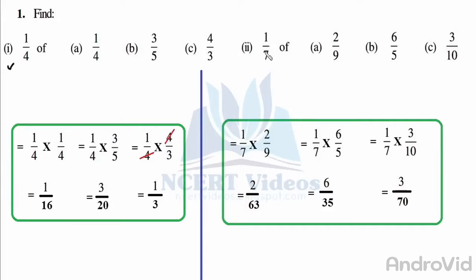Now here 1 by 7 of 2 by 9, 6 by 5, 3 by 10. So again, writing it down, you know it very well how it is done. Now 2 into 9 sevens are 63. Now here 6 ones are 6, 7 fives are 35, nothing can be cancelled. Again 3 over 70. So these all are proper fractions. So this was the question number first.